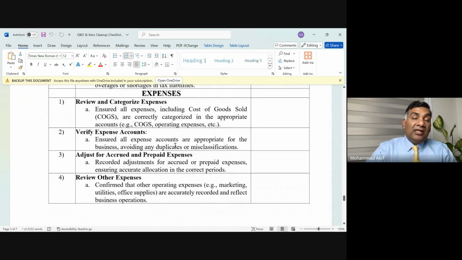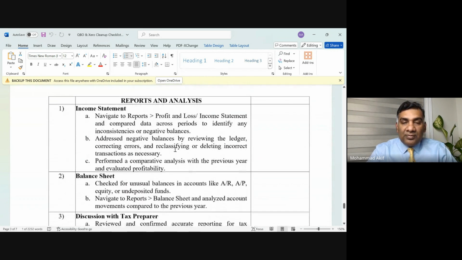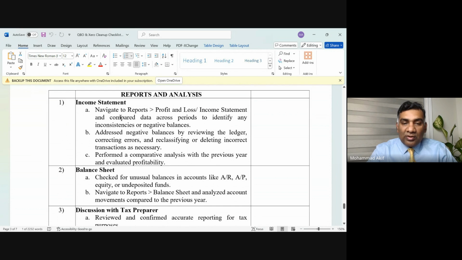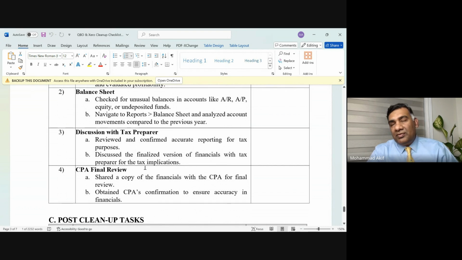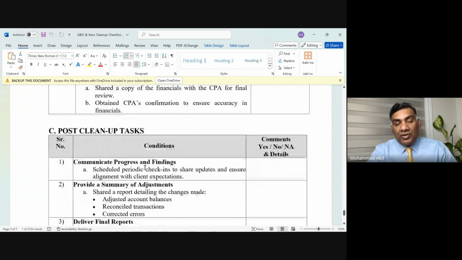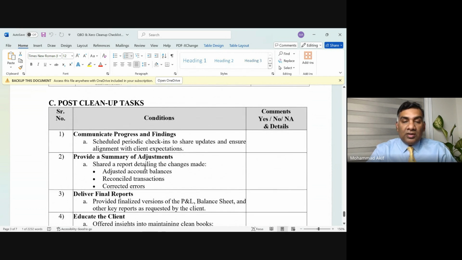Other expenses, again, are categories that we need to look at. This could be identified. This is the easiest part of the whole thing. A lot of people are able to get this right because they know what they're spending, and the balance sheet is what really gets to them. So this is again reports and analysis. We look at all the statements, the balance sheet. We discuss the findings, we discuss what needs to be done, and that's how we do this. So again, this is a post cleanup task. This is a whole list.